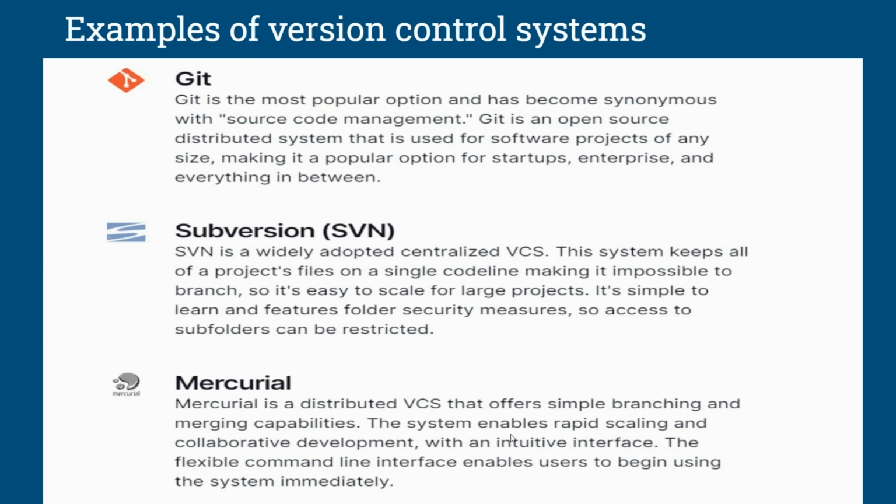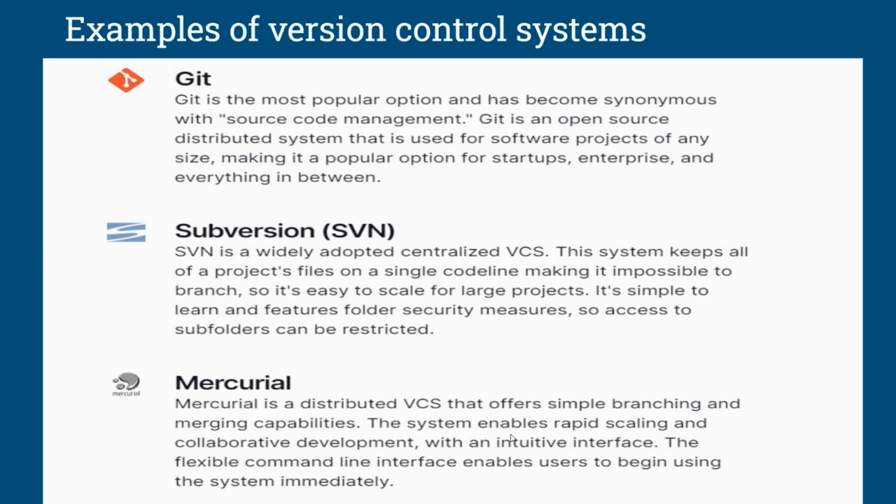This system keeps all of a project's files on a single code line, making it easy to scale for large projects. It is simple to learn and features folder security measures, so access to subfolders can be restricted. This one is good, but it's only widely adopted when you have massive projects. But whatever a Subversion control system can do for you, Git can do better.